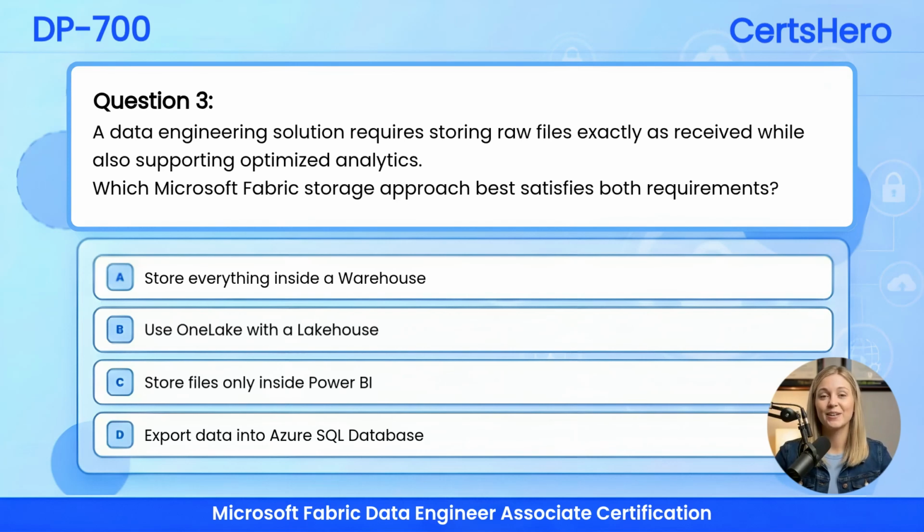Question number 3. A data engineering solution requires storing raw files exactly as received while also supporting optimized analytics. Which Microsoft Fabric storage approach best satisfies both requirements? A. Store everything inside a warehouse. B. Use OneLake with a Lakehouse. C. Store files only inside Power BI. D. Export data into Azure SQL database. Pause for 5 seconds and choose the correct answer.